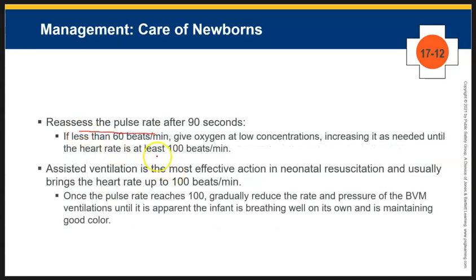If it's less than 60 beats per minute, we can give oxygen at low concentrations and increase that slowly until we achieve that infant heart rate of about 100 beats per minute. Assisted ventilation with the BVM is the most effective action that we can take.